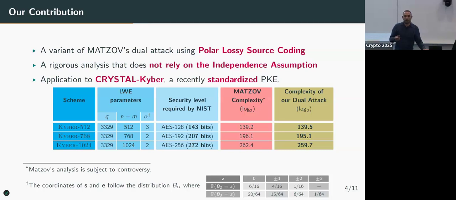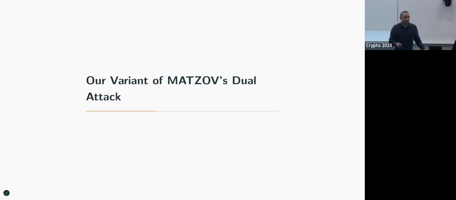And we apply our algorithm to Kyber, a recently standardized public key encryption scheme. Our results show that the security level of Kyber might be slightly under the NIST requirement. In particular, we show that even if the complexity claimed by Matzov is false, we can actually, with our variant of dual attacks, achieve some results that are quite close to those of Matzov. So let me give more details about our variant of Matzov's dual attacks.